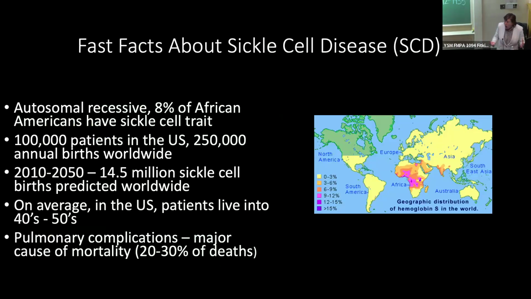So why are we thinking about sickle cell disease as pulmonologists? Well, a little bit about this disease. This is an international disease with 250 to 300,000 births occurring each year worldwide, predominantly in sub-Saharan Africa and India. However, here in the United States, we have approximately 100,000 people living with sickle cell disease. And this is a disease of accelerated mortality, where the cardiopulmonary complications account for at least 20 to 30% of deaths.